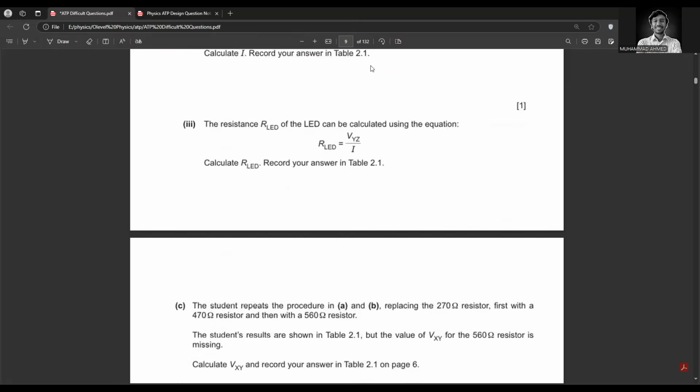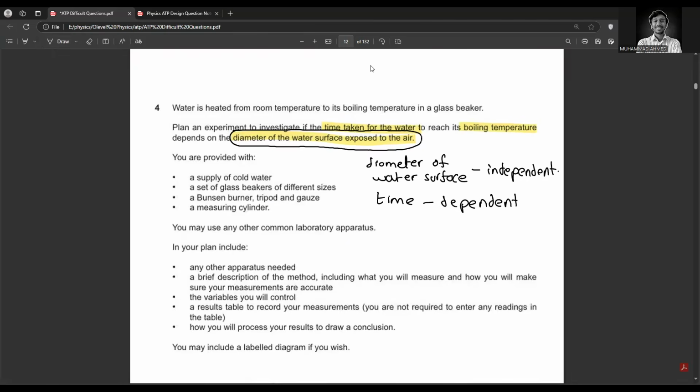Let's move ahead. Let's try this technique on the second question that we did. In the second question, we were varying the diameter of the water surface and we were investigating the time taken for the water to reach its boiling point. Perfect. What could be your control variables here? Your control variables can be the initial volume of water that is used.